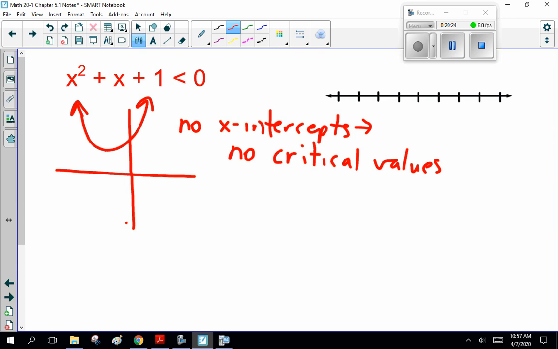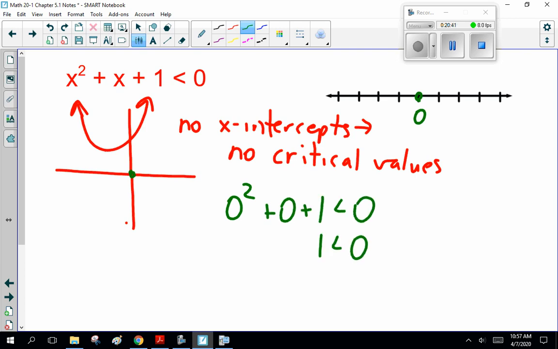Now, this is negative, so choose a number on the number line. What is the nicest, easiest number to choose? 0. So plug in 0. 0 squared plus 0 plus 1 is less than 0. Is 1 less than 0? No. No x-intercepts, no solution. There's no number here we can choose that works.